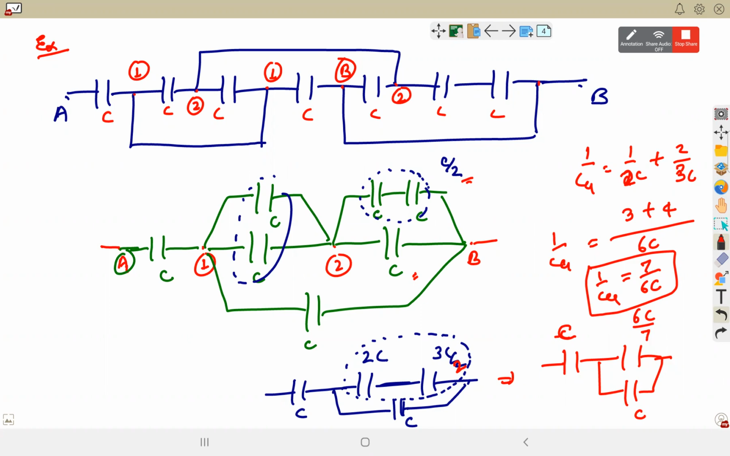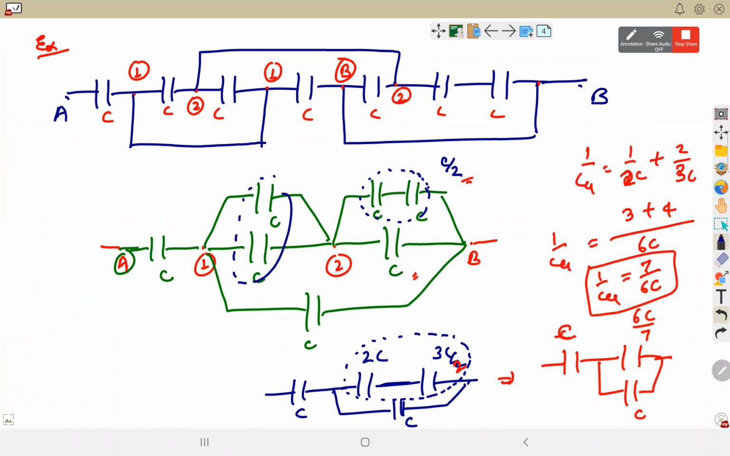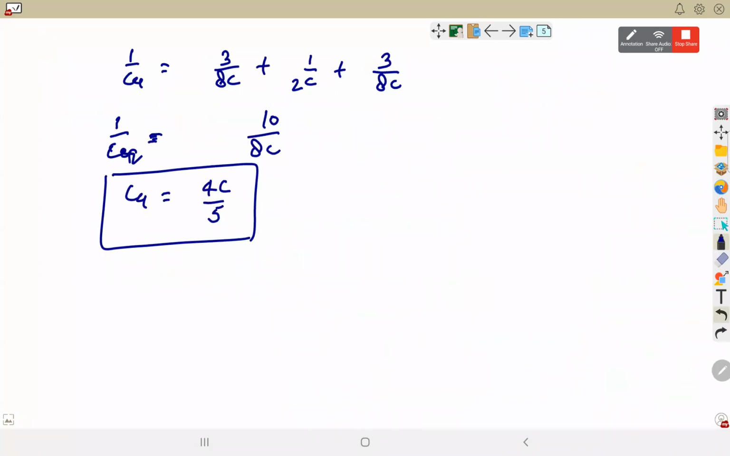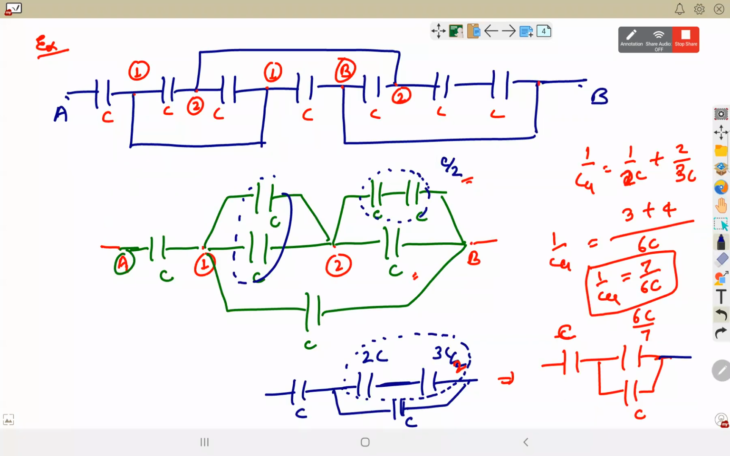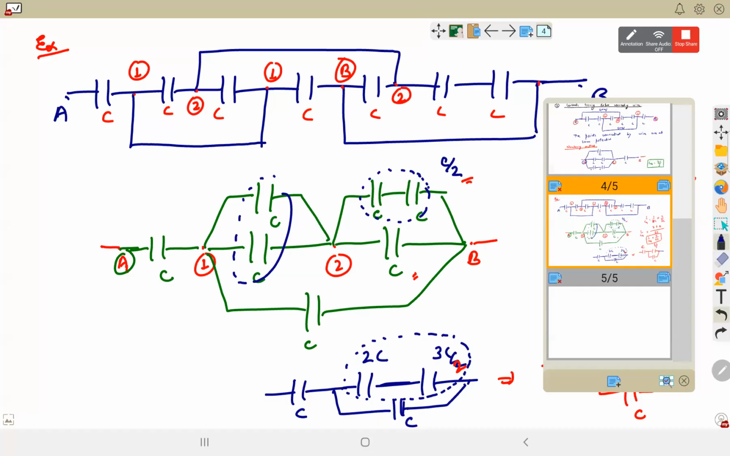Then, sir, can you allow me to annotate? Yes, yes. Do it fast. You are wasting time. 6C by 7 and C, how much? Sorry, that's parallel, that's what I'm saying. So that gives 13C by 7. 13C by 7 is in series with C.